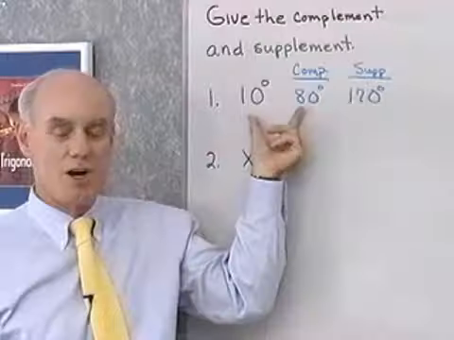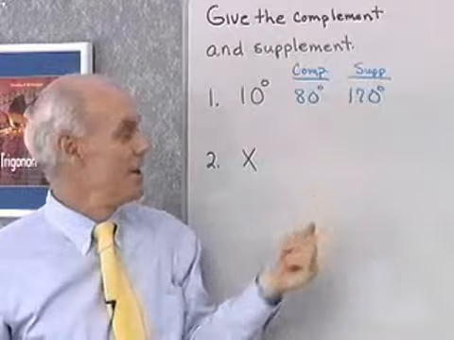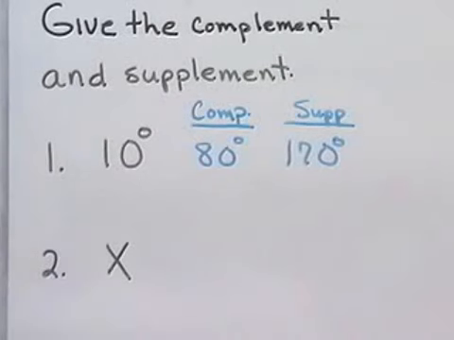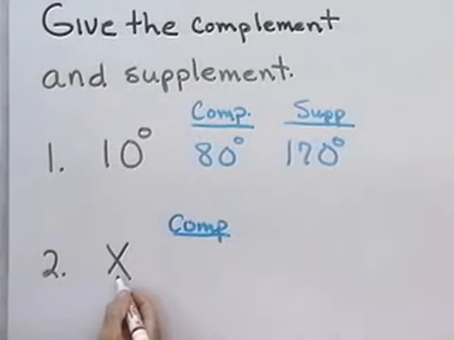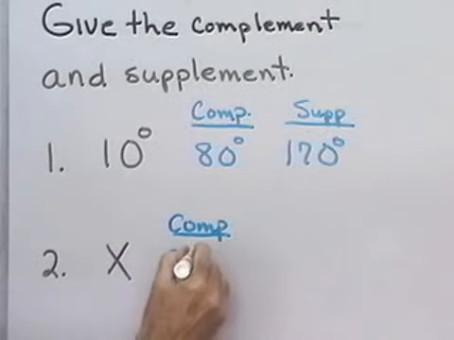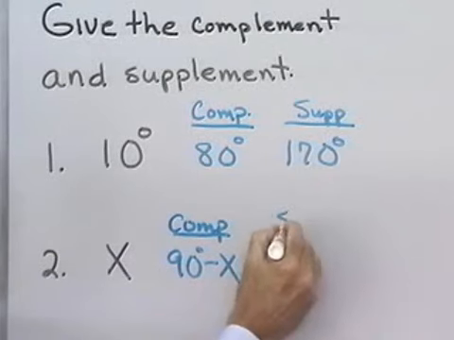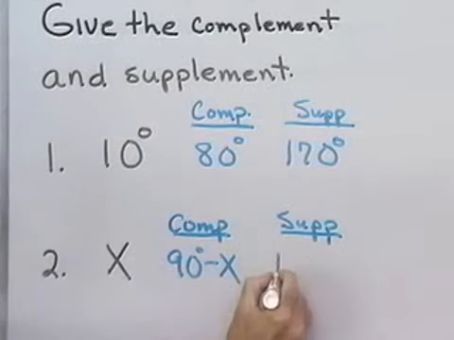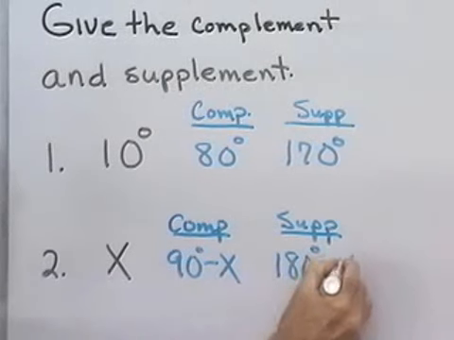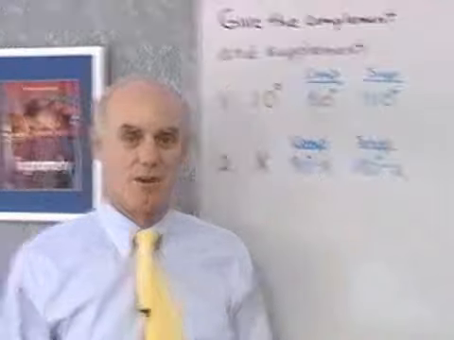So complementary angles always add up to 90 degrees. Supplementary angles always add up to 180 degrees. If our angle is x degrees, then its complement is also the angle that I would add to it to get 90 degrees. Well, the thing I add to x to get 90 is 90 degrees minus x. So the complement of x is 90 degrees minus x, and the supplement is what I add to x to get 180 degrees. That's going to be 180 degrees minus x. So complementary angles add up to 90 degrees, supplementary angles add up to 180 degrees.